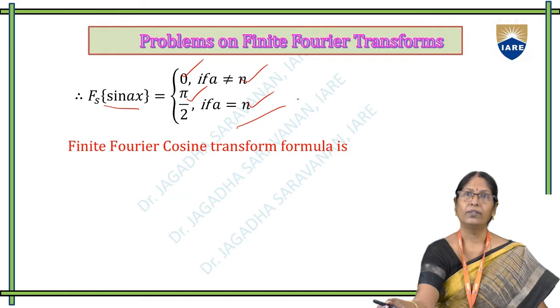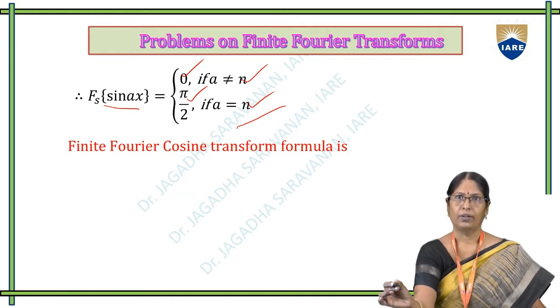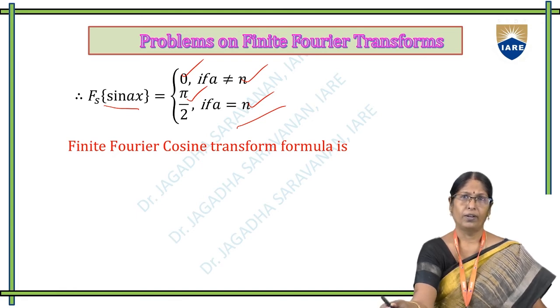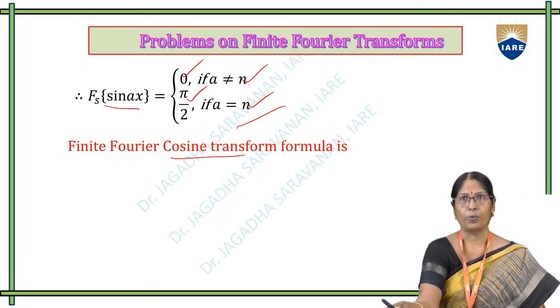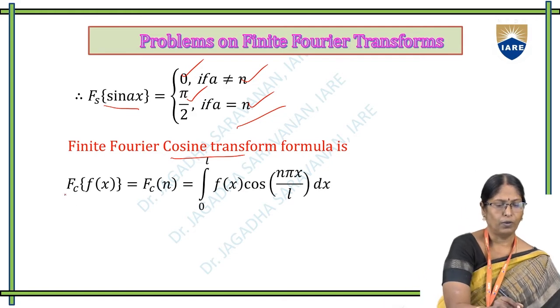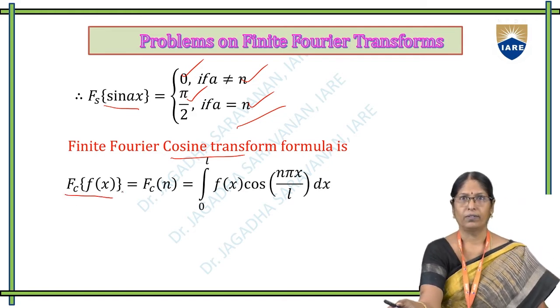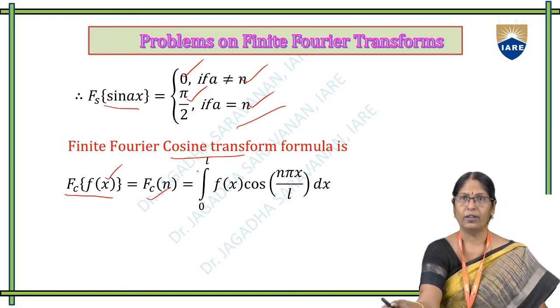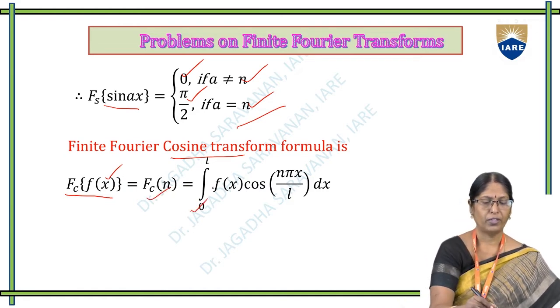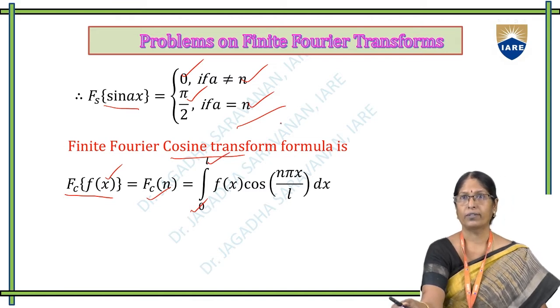So the first part of the problem for our given function, we finished. The second part of the first problem is the finite Fourier cosine transform formula. The Fourier cosine transform of the function f of x, in other words capital Fc of n, is equal to the integral from 0 to L of f of x cos of n pi x by L dx.